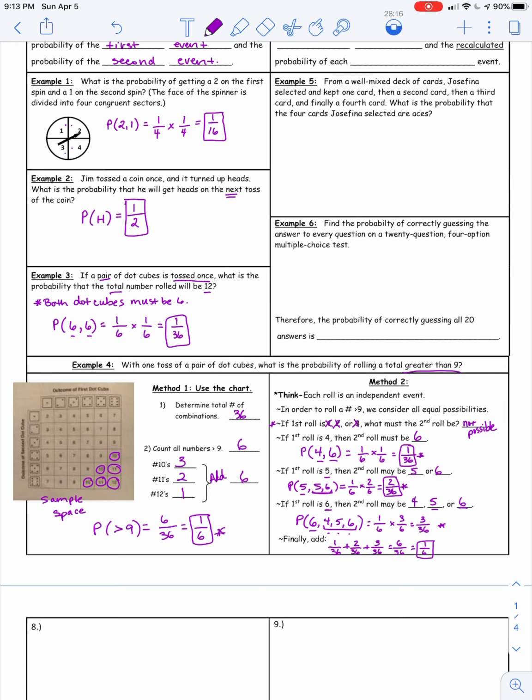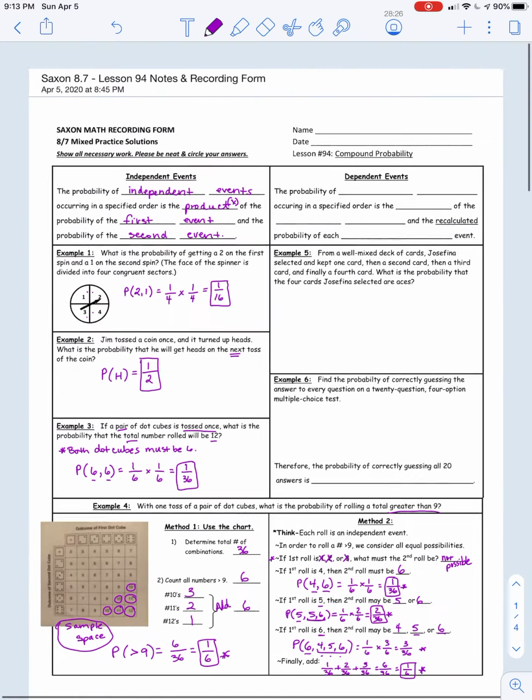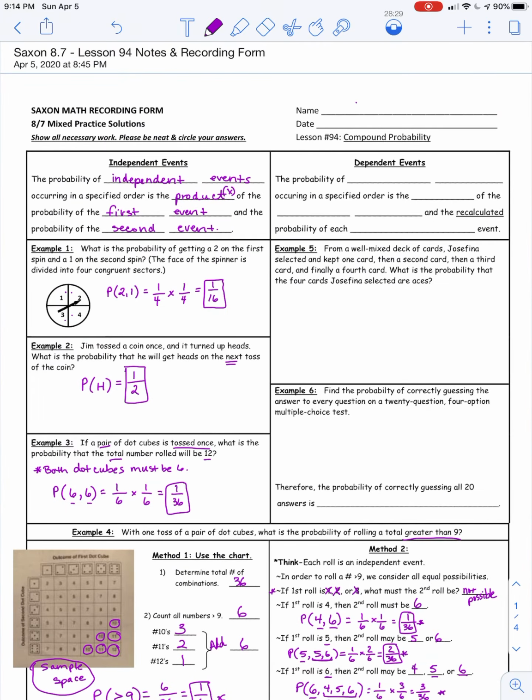But notice we got 1/6 here and 1/6 here, but we won't always have the beauty of having this sample space. Okay, so sometimes we're going to have to look at method 2 and know how to work that out. It's really just kind of an organization of your thoughts and considering what each event's possibility could be.